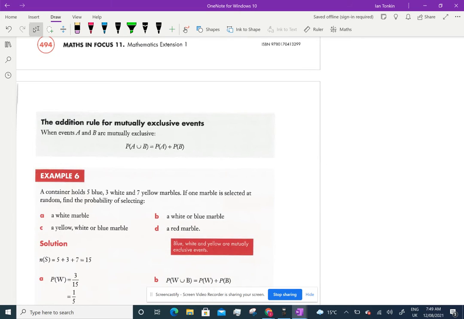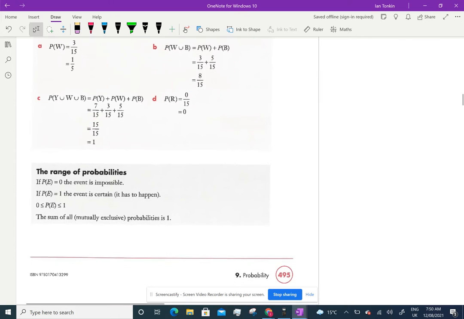Anyway, for mutually exclusive events, when we have the probability of A, and I like to use the word or when we're saying this, probability of A or B, we add the probabilities. Okay, so A or B. So let's have a look at some of these.